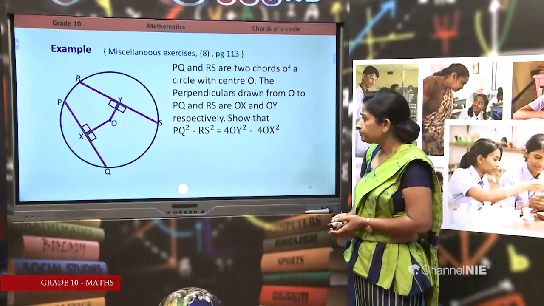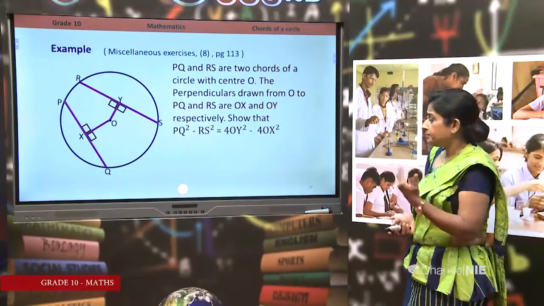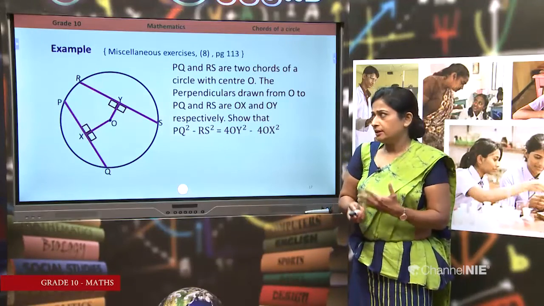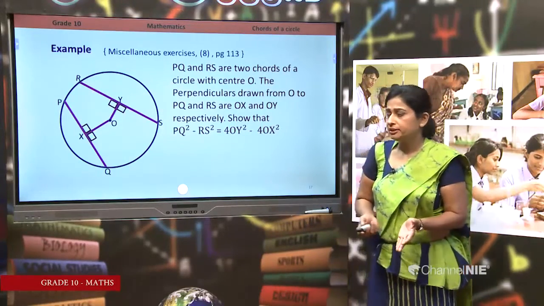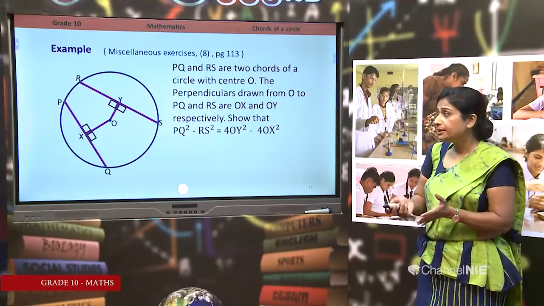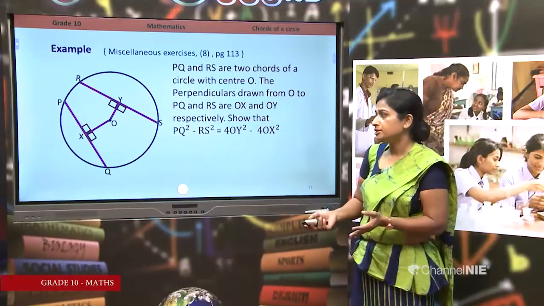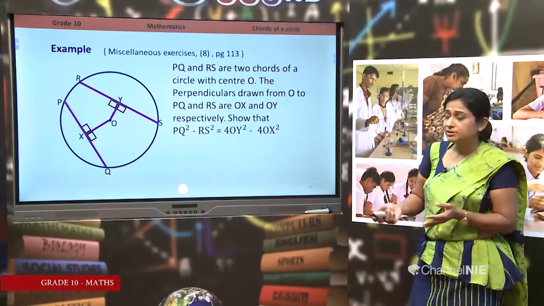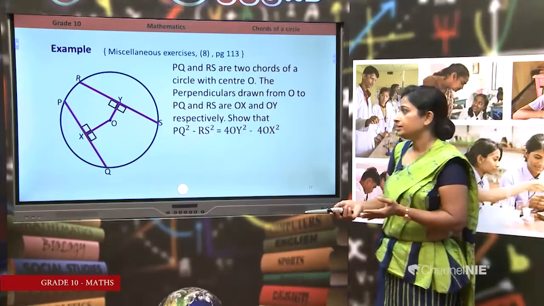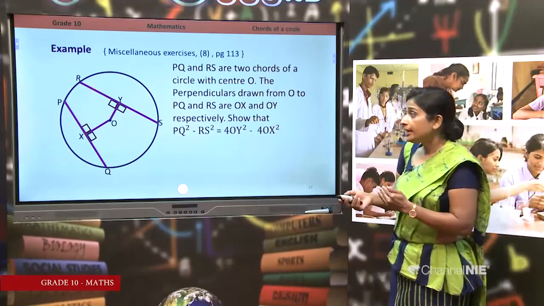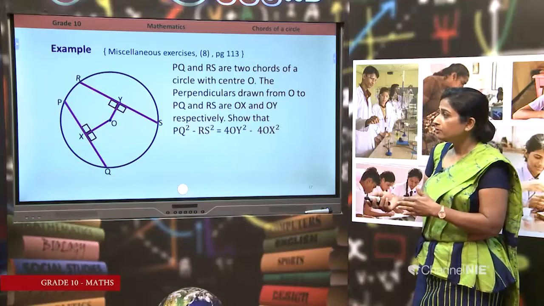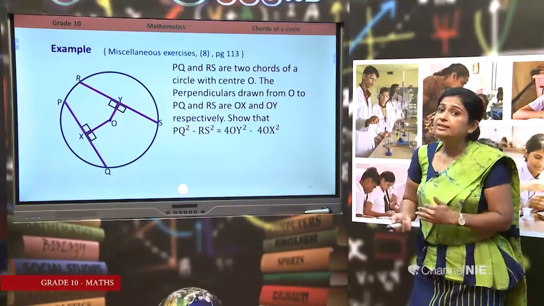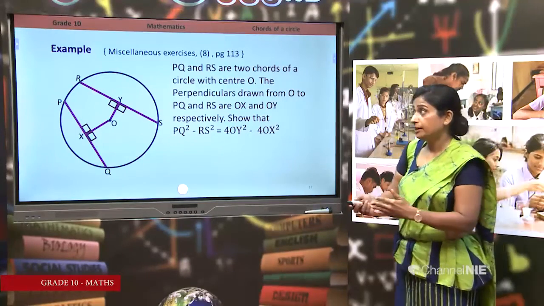So, we have to consider these chords and apply the converse of the theorem. Let us see whether it can be applied or not. Here we can see a perpendicular drawn from the center to the chord. In that situation, you can apply the converse of the theorem: when we draw a perpendicular from the center to the chord, that line bisects the chord. Here we know two chords.